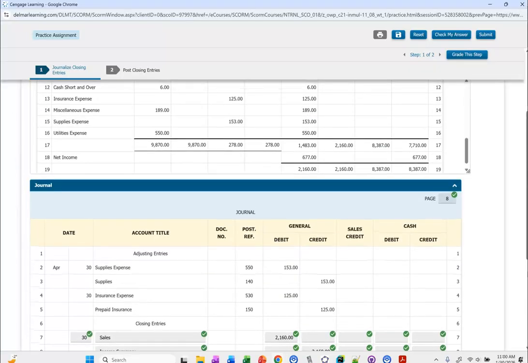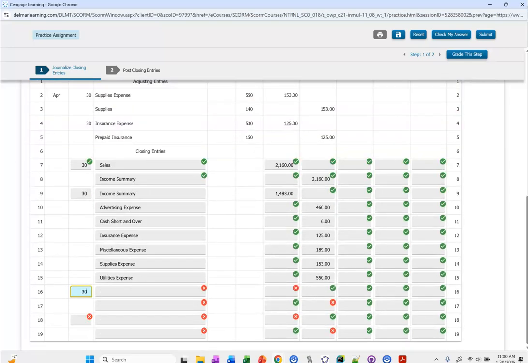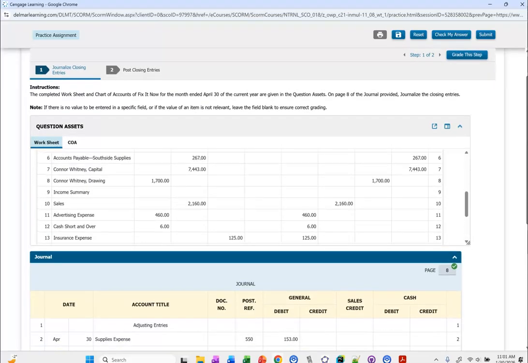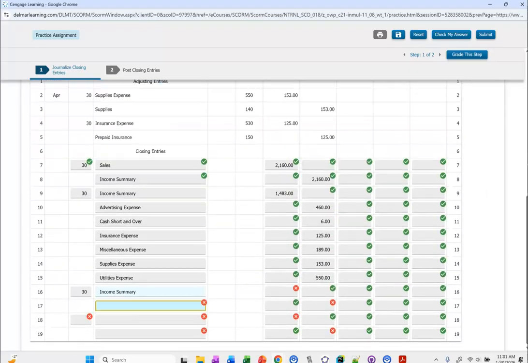So the easiest way to grab the net income is there's a line here on our worksheet that says net income, 677. So this is income summary. And then below that is the capital account for, who's this joker that owns this company? Connor Whitney.